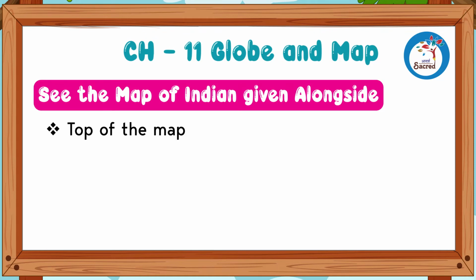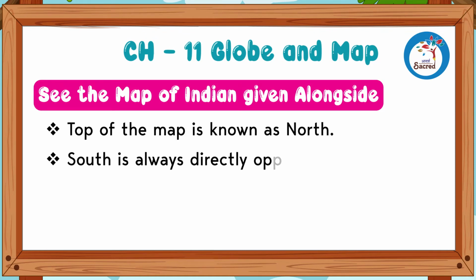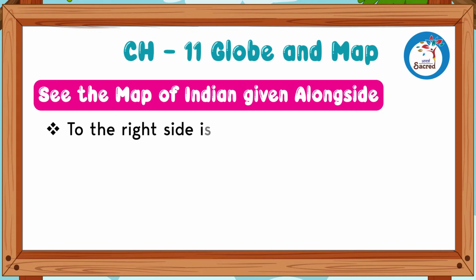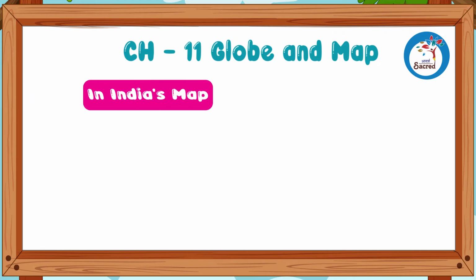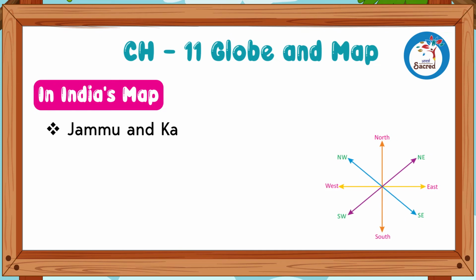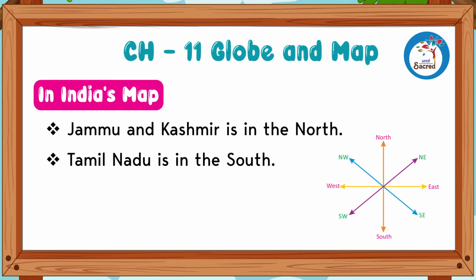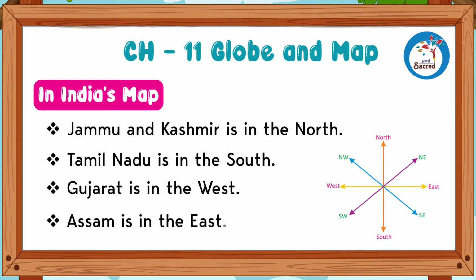The top of the map is known as north. South is always directly opposite to north, that is, towards the bottom of the map. To the right side is east, to the left side is west. In India's map, Jammu and Kashmir is in the north. Tamil Nadu is in the south. Gujarat is in the west, Assam is in the east.